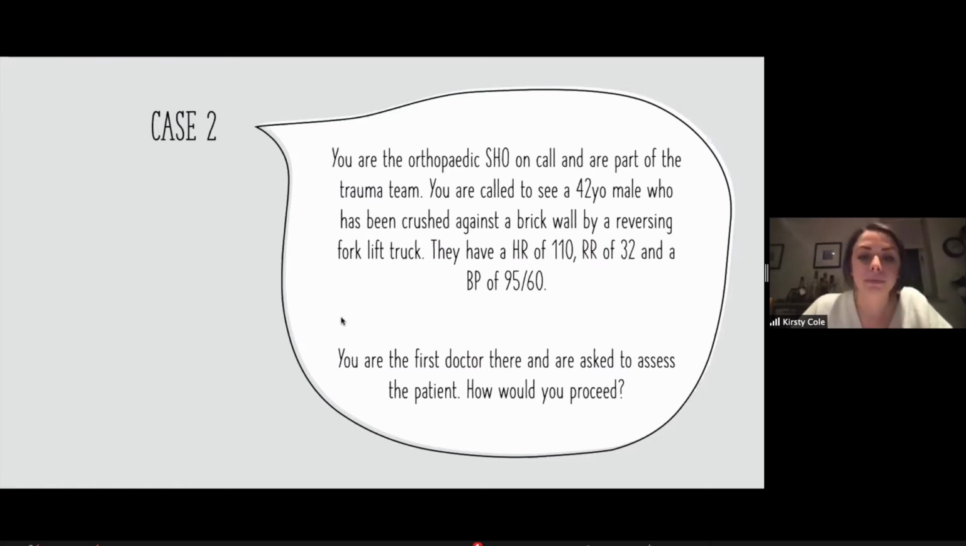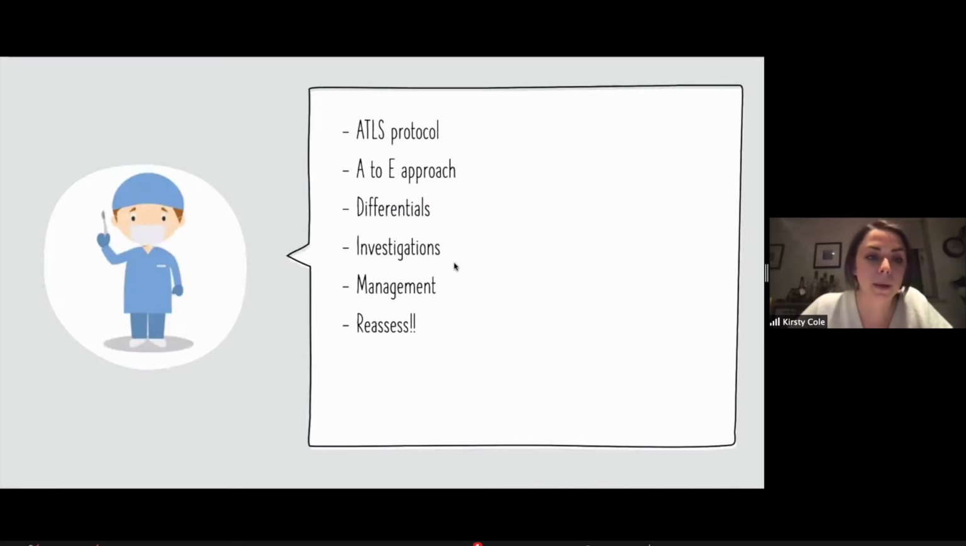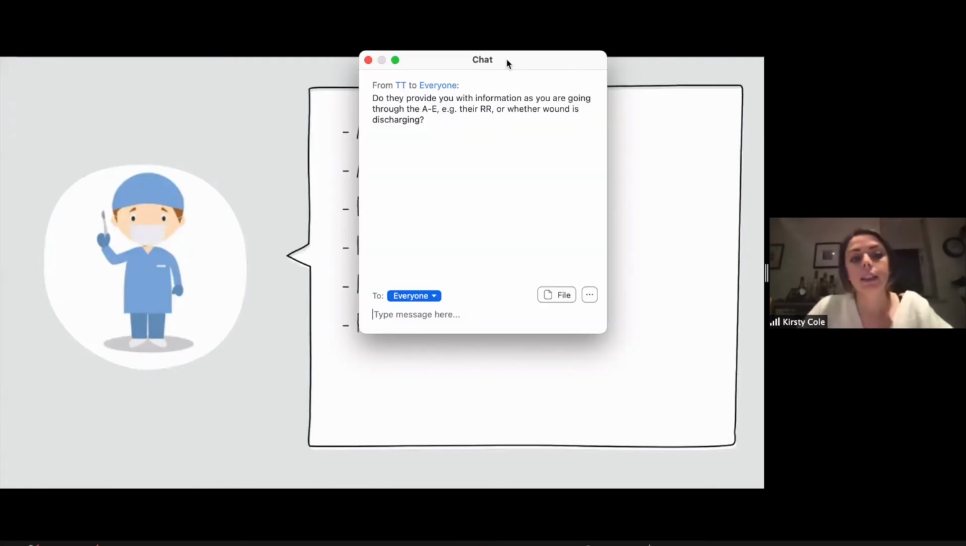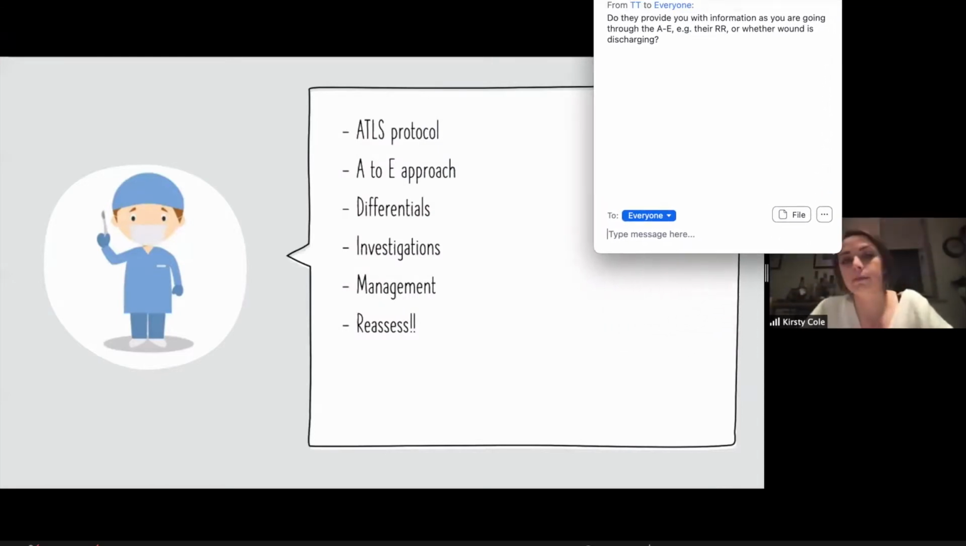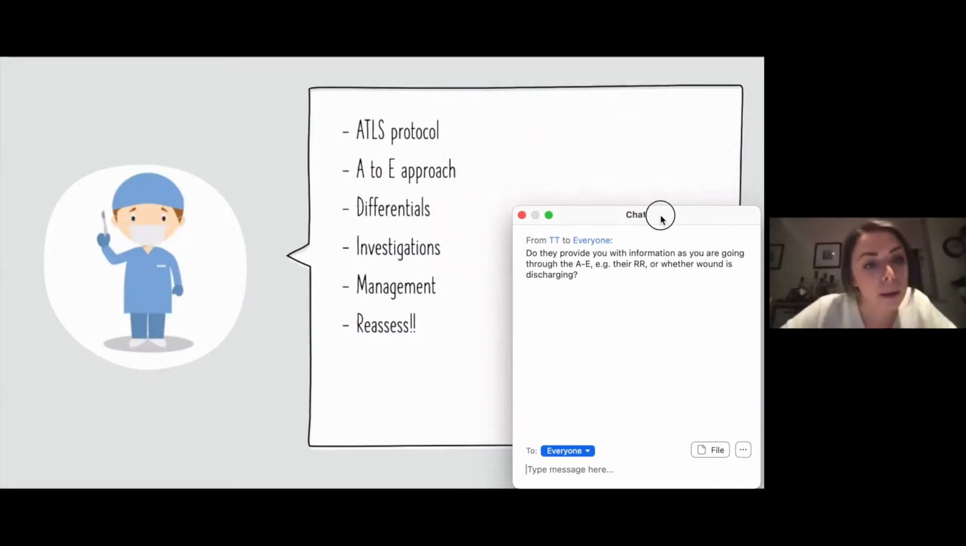Okay, so your priorities for this patient is that this is a trauma patient, so you're going to use ATLS protocol. You could say at this point, I would make sure the trauma team have been called. You could say I would initiate major hemorrhage protocol if you wanted to get that in nice and early. Again, you do your A to E approach. Again, you mention your differentials or what you're worried about, your main investigations, and your bedside management.